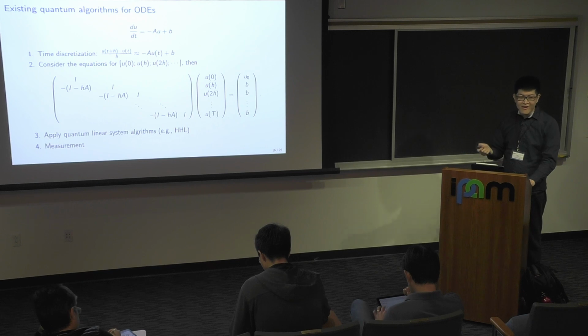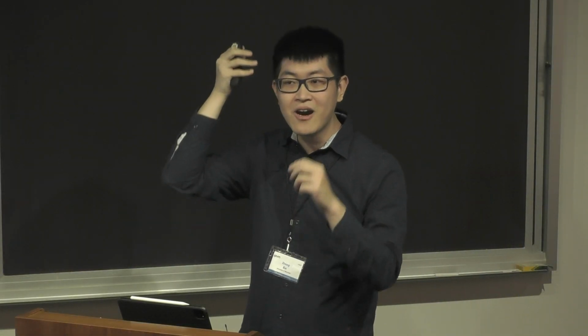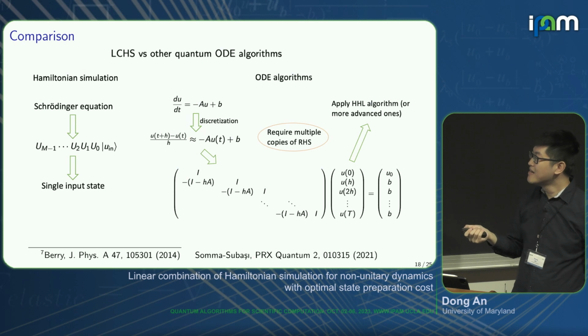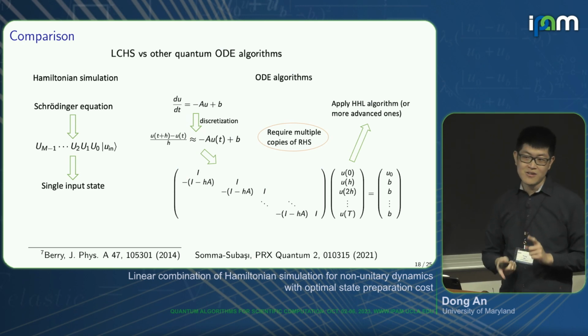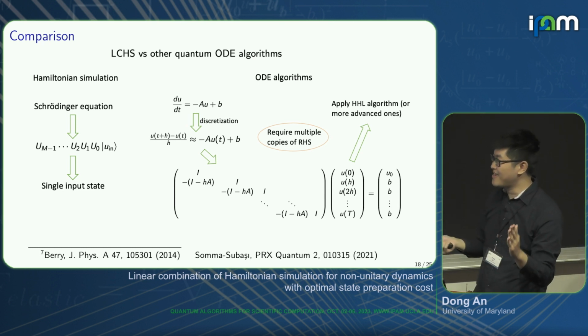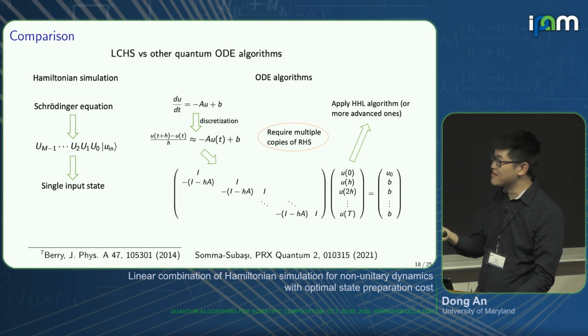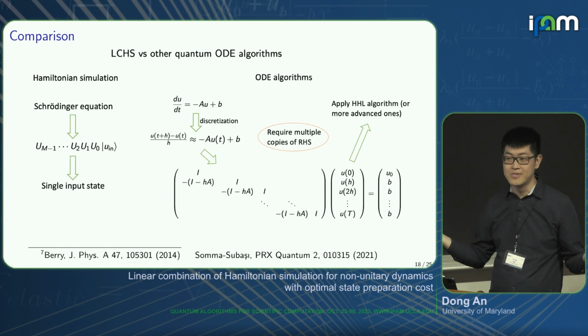However, this is quite natural for the Schrodinger equation, right? Because if you think of the Hamiltonian simulation algorithm, probably I can just go to this slide. For the Hamiltonian simulation algorithm, we only start with a single copy of the input state. With a single copy of the input state, I sequentially apply my local evolution operators, U0, U1, U2, all the way to my final operator, and then I get my final solution.